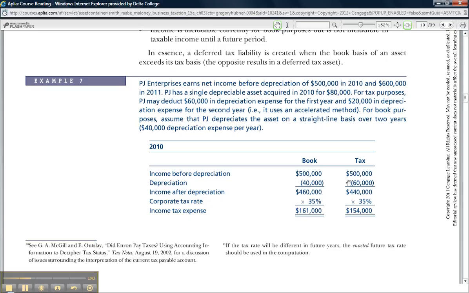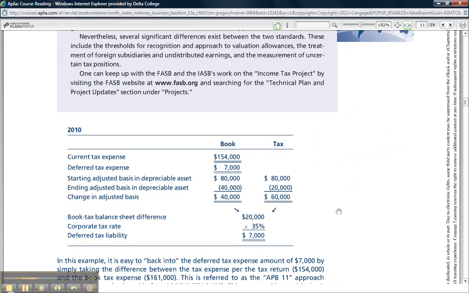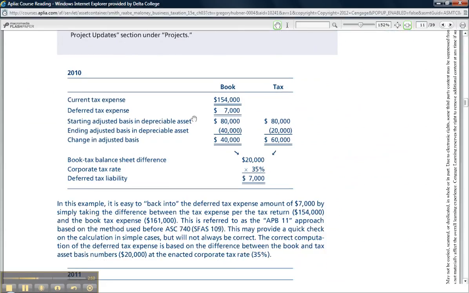$20,000 times 35%, or $7,000, because this difference in depreciation amounts is going to flip or reverse in the future. So in the future, book depreciation expense will exceed the tax deduction by that $20,000 and cause the company to pay an extra $7,000 in taxes that they reduced their tax liability by this year. And you can see what I was just talking about right here. Here's the current expense. The deferred expense is the $7,000 that the company would expect to pay in the future because they were able to reduce this year's taxes.